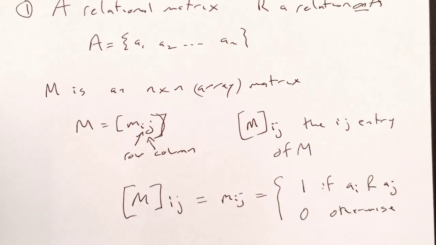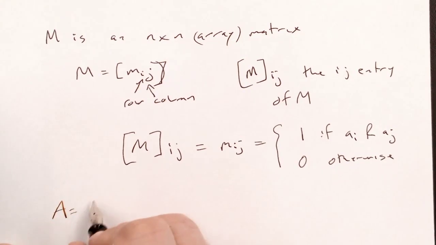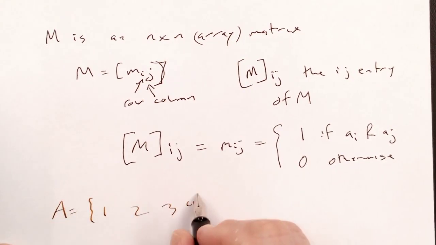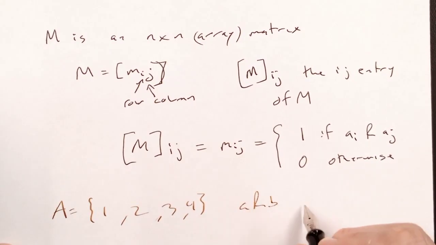All right. We did an example on Monday. We looked at the set A being the numbers 1, 2, 3, and 4. And we used the relation a is related to b defined as a divides b. You already have a listing of what divides what in this set. Go find it.